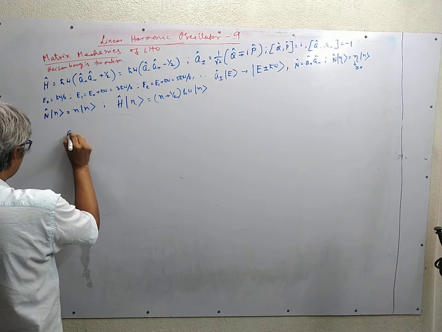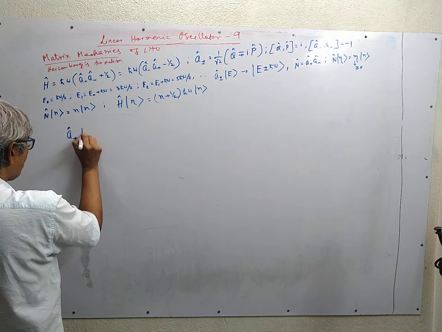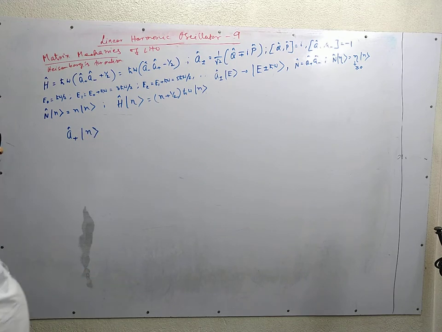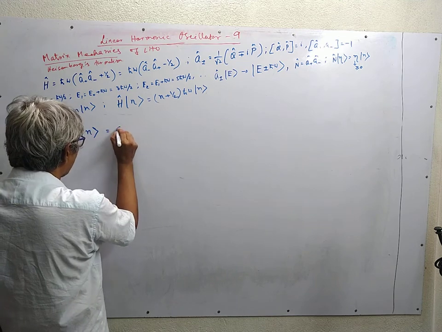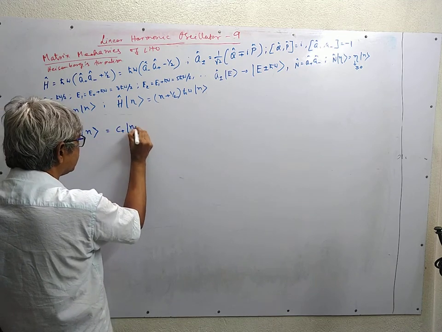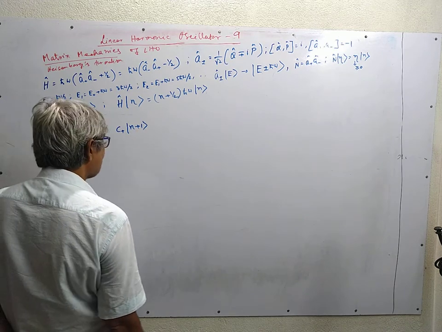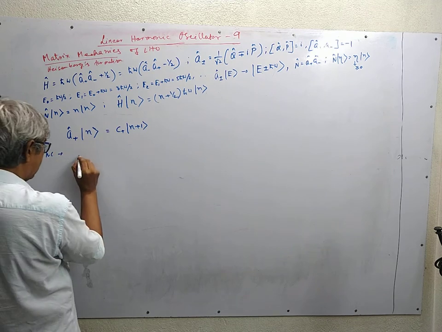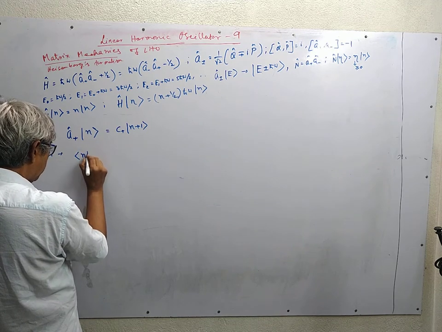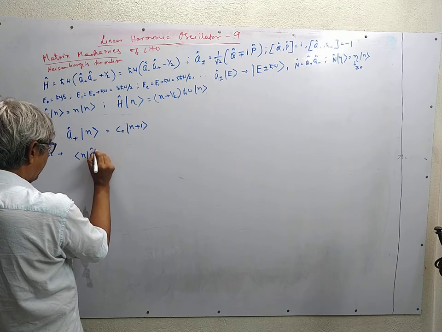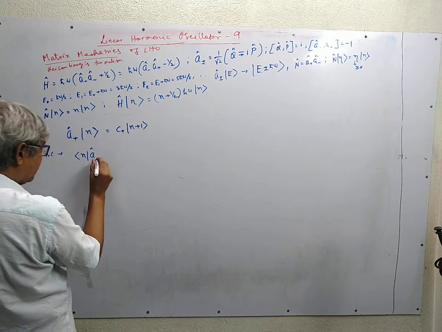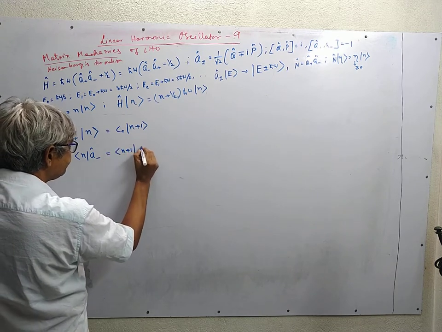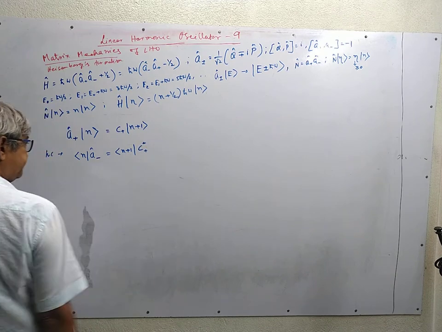So we consider the A plus operator operating on state n. It means that one photon will be added to the system, so we write it as C plus, some constant, times n plus 1. The complex conjugate relation, or Hermitian conjugate relation, of this is: n, A plus dagger, which is A minus, is equal to n plus 1 C plus star.